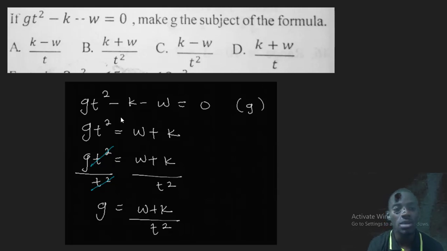Now that means I'm trying to make G the subject. Now I'll remove this and make G stand alone. That will become GT squared minus K minus W. This W and K will come here and change sign to plus. So GT squared equals W plus K.